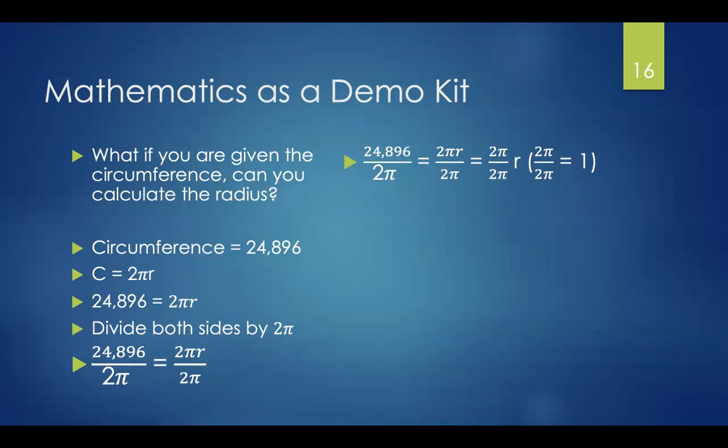Right. That's right. Okay. So then what happens, this reduces down to 24,896 divided by 2 pi equals R. Okay, so now what do we do? All you have to do is input the numbers.